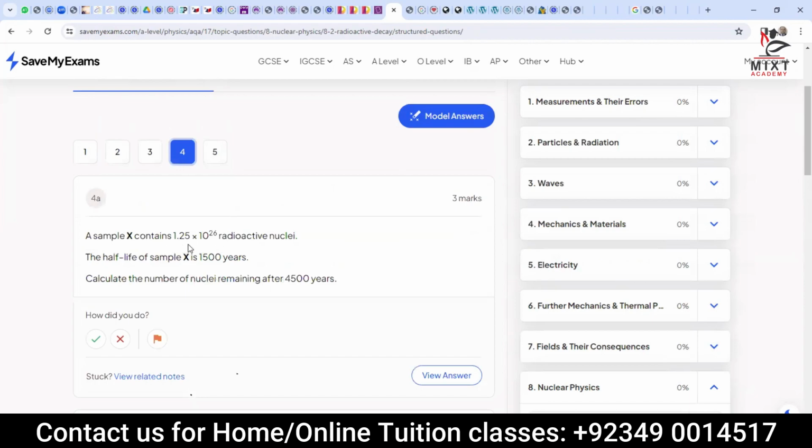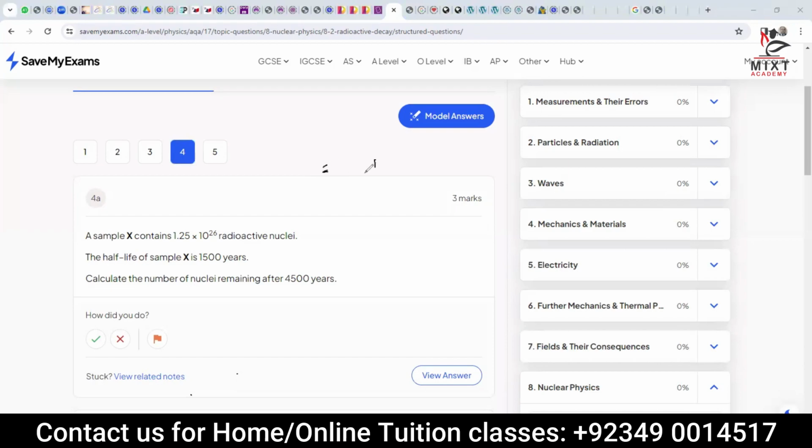Sample X contains 1.25 times 10 to the power 26 radioactive nuclei. The half-life of sample X is 1500 years. Calculate the number of nuclei remaining after 4500 years. Can you quickly do that? It's a half-life question. What is the formula for this, Manu? Number of particles over 2 to the power of n. Yeah. So they are asking you the remaining ones.